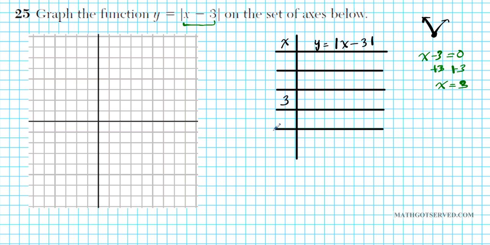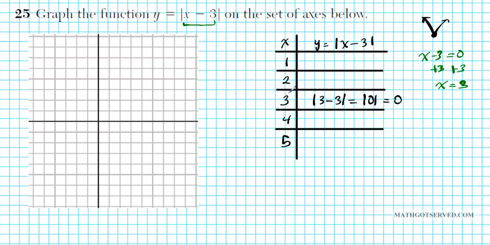So what does it mean by centering your table around 3? Well, from 3, you're going to go 2, 4, and then 1, 5. Okay? So as we fill out this table, you're going to see something pretty cool. Now let's start from the center, which is 3. We're going to plug it into this function. So y is going to be the absolute value of 3 minus 3, which is equal to the absolute value of 0, which is equal to 0.